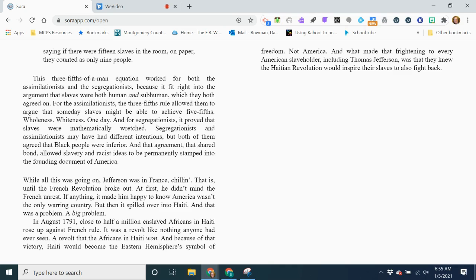Segregationists and assimilationists may have had different intentions, but both of them agreed that Black people were inferior. And that agreement, that shared bond, allowed slavery and racist ideas to be permanently stamped into the founding document of America.